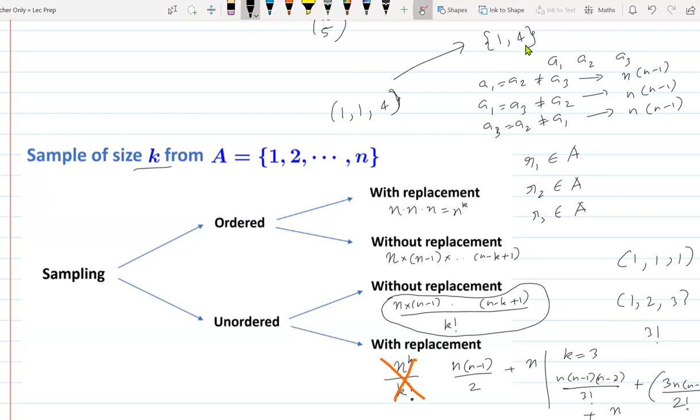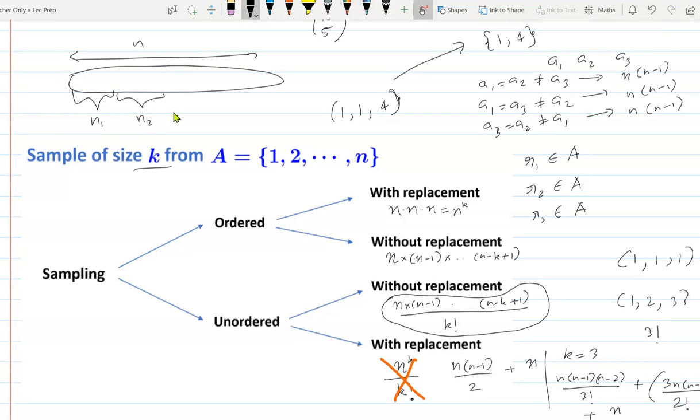But sir, there are 3 factorial by 2 factorial number of ways of arranging 1, 1, 4, right? So if you have a sequence of length n, where n1 things are of the same type, n2 things are of the same type, and so on up to nt of the same type, how many ways are there of arranging? It is n factorial divided by n1 factorial up to nt factorial.